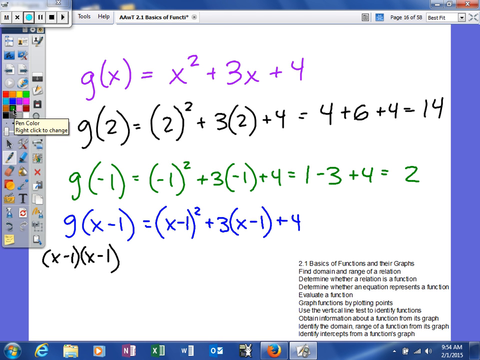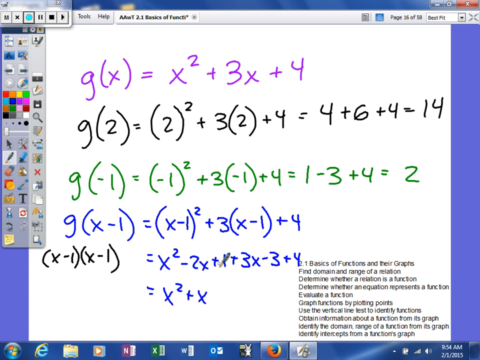So when you do that and you work it out, you should get x squared, and then x times negative 1 will give me negative x, and that will give me negative x. So we put those together, negative 2x, negative 1 times negative 1 is positive 1, and then plus 3x minus 3 plus 4. So when you combine all your like terms, you'll get g of x minus 1 to be x squared plus x, and then let's see, 5, so it'll be plus 2. There you go, evaluating a function.